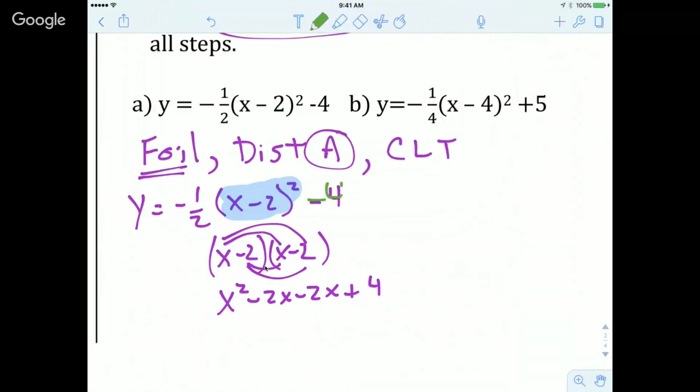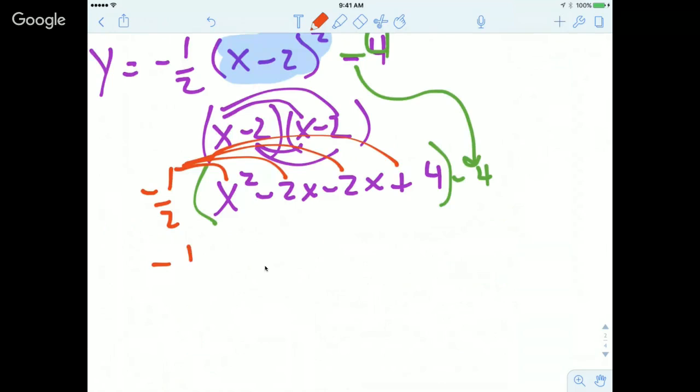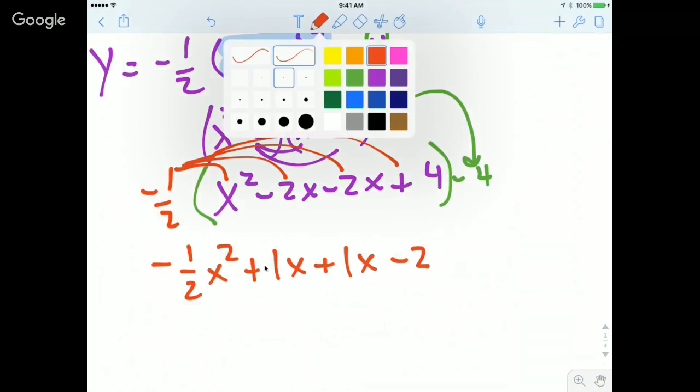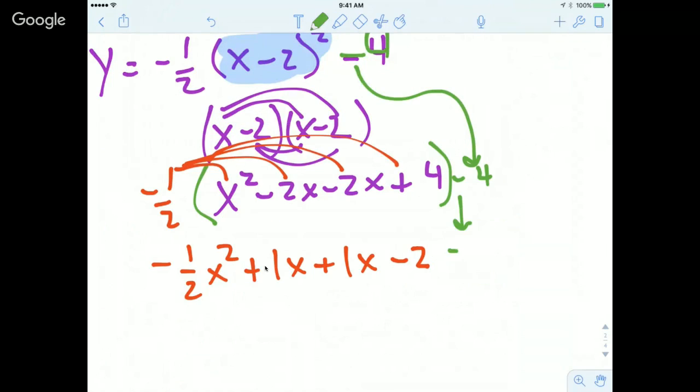I'm going to put them in green so you can see this -4. He goes at the very end. But the reason I hesitated in putting that in there is when we distribute, you don't distribute to that -4. You only distribute that -1/2 to what we FOILed. Don't go outside that FOILing. Don't touch that last number. So -1/2 x squared. Negative times negative is positive 1x. Negative times negative is positive 1x. -1/2 times 4 is -2. Bring down the -4. Don't forget about him.